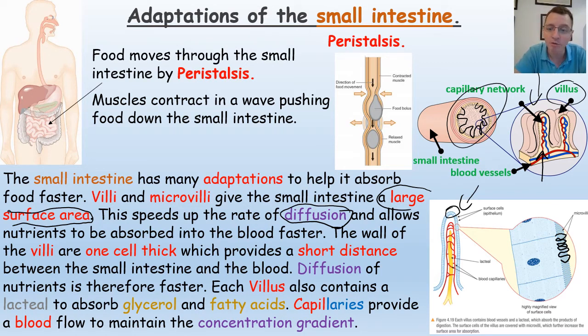The walls of the villi are just 1 cell thick, which provides a very short distance for diffusion, again speeding up diffusion. And we also have a high amount of blood within each villi, and that blood will carry away the nutrients as soon as they've diffused in, and this maintains the diffusion gradient, or maintains the concentration gradient, again making certain that we can have a fast rate of diffusion.